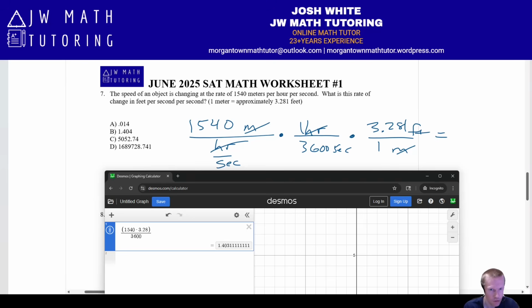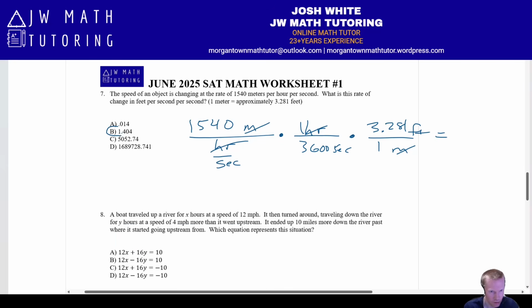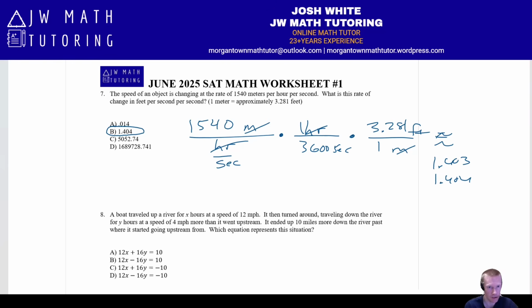But really the way it would say this on the test, it would say which of the following is closest to the rate of change in feet per second per second. Because again, this unit conversion is just an approximation. It's not exact, but in any case, it's going to be B. That's the one that's closest to it when you go ahead and work it out.